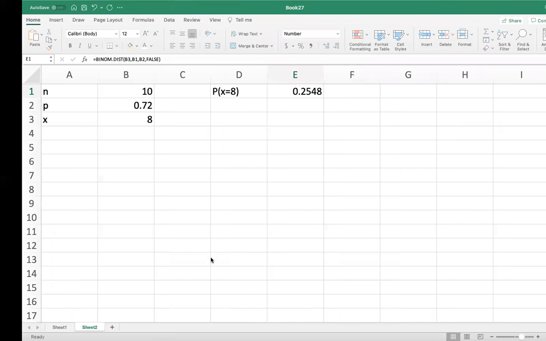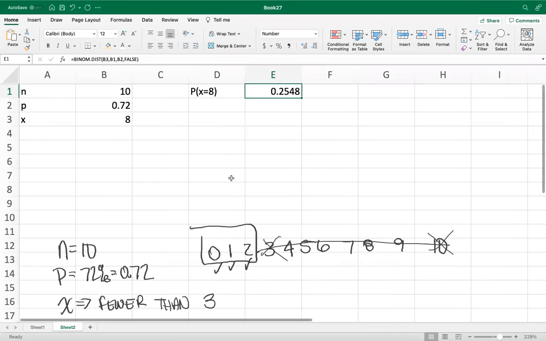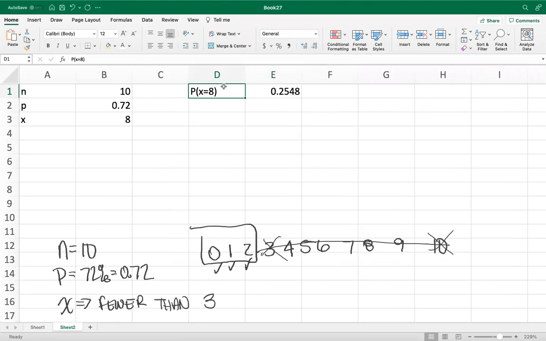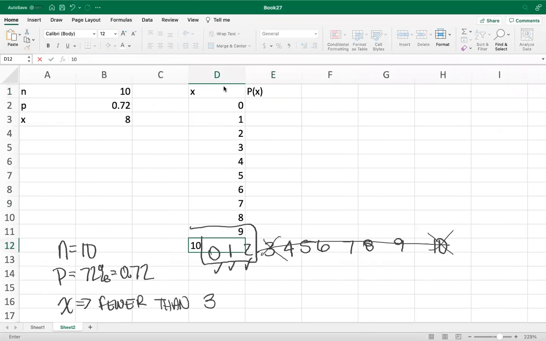So we could come over here and let's build a binomial probability distribution and see what these values are. So we're actually going to get this solution right now. But here we have a value x. Over here, we're going to have the probability of x. So here for x, we have the possibility of 0, 1, 2, 3, 4, 5, 6, 7, 8, 9, and 10. So what we want to do here is find each of those possibilities.